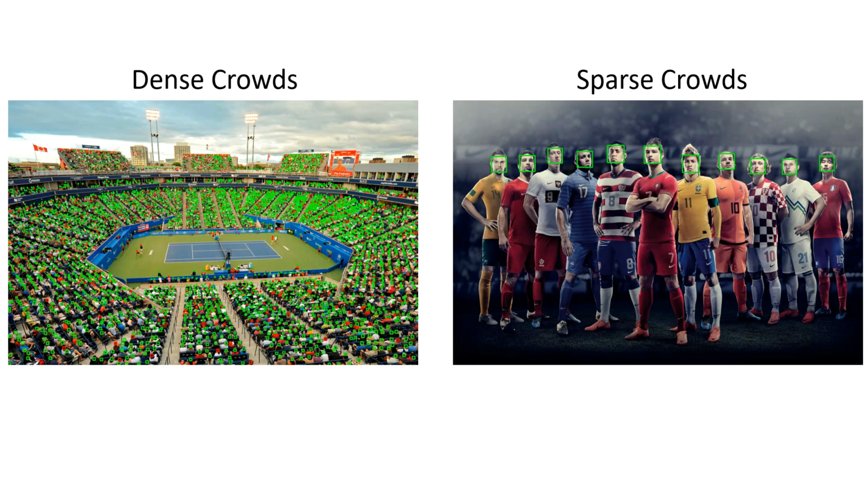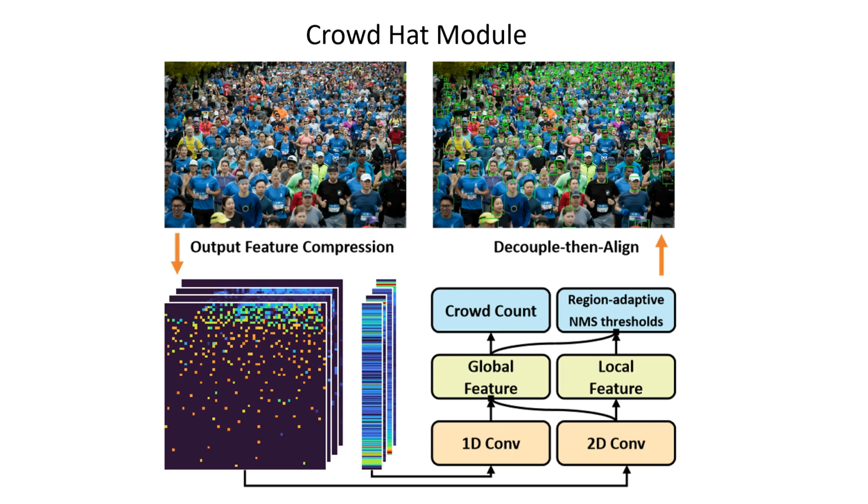For instance, in dense crowds, bounding boxes tend to be smaller with lower confidence scores due to occlusion, while sparse crowds tend to produce boxes with higher confidence scores. To leverage these underutilized features, we propose CrowdHat, a plug-and-play module that can be easily integrated with existing detection models.